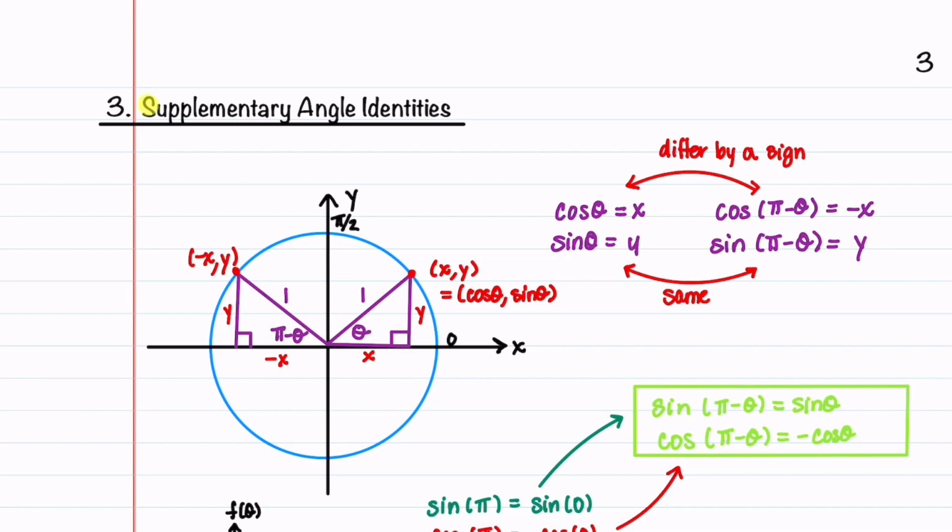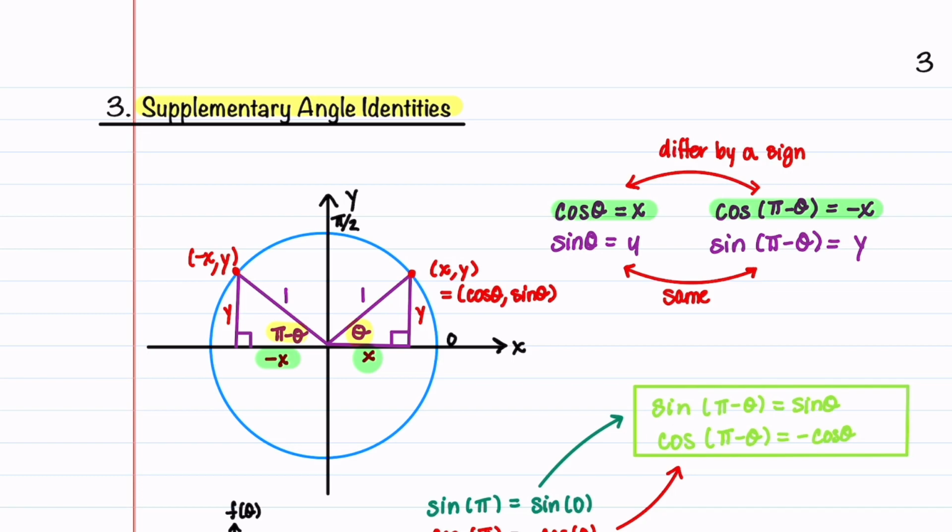Let's now learn about supplementary angle identities. Our two supplementary angles are theta and pi minus theta. On our unit circle, cosine theta is equal to x, and cosine of pi minus theta is equal to minus x.